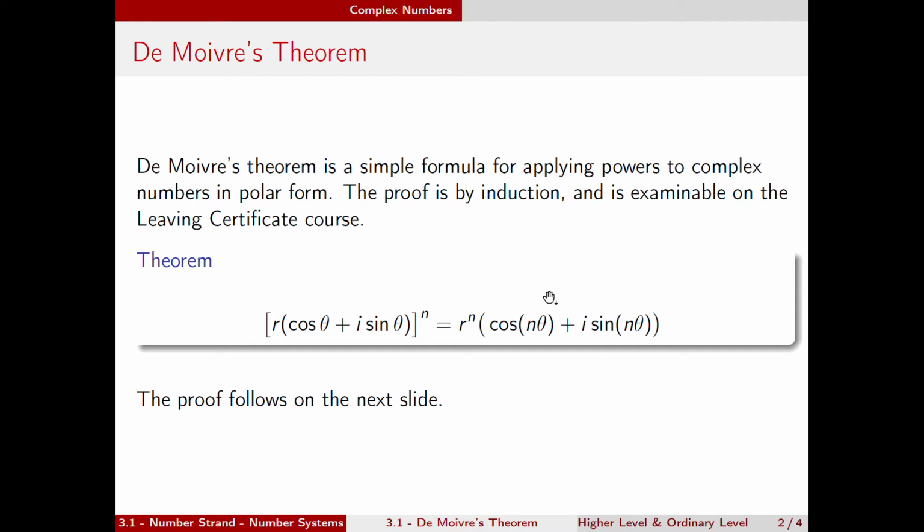It's important to note here that on the left hand side, this whole complex number in polar form is to the power of n, and on the right hand side, only the r is to the power of n, and the n goes inside the cosine function and inside the sine function.